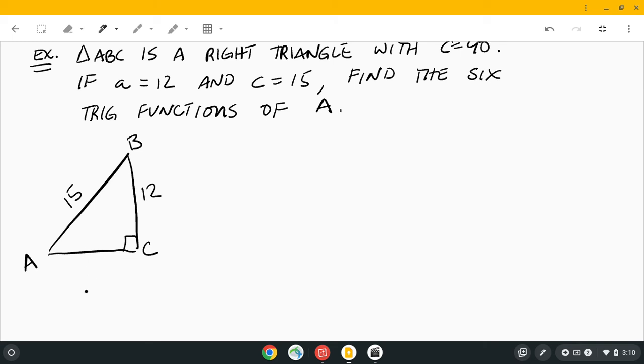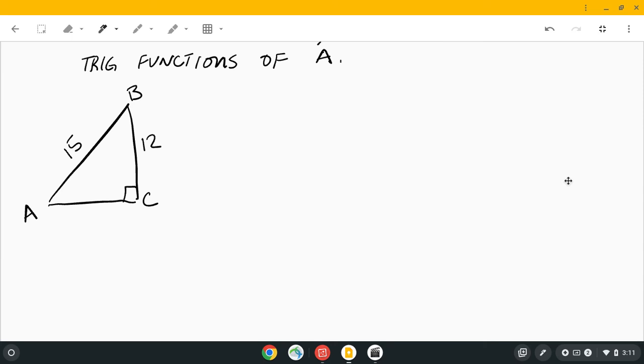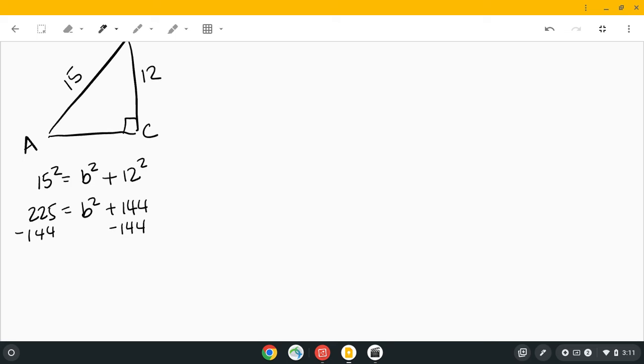And then once we have this missing side, then we can come up with all 6 trig functions. Okay? Alright, so C squared equals, I guess we'll call it B squared plus 12 squared. 225 equals B squared plus 144. Subtract 144 on both sides. Okay, and we get 81 equals B squared, so B equals 9. Okay, so this side is 9.